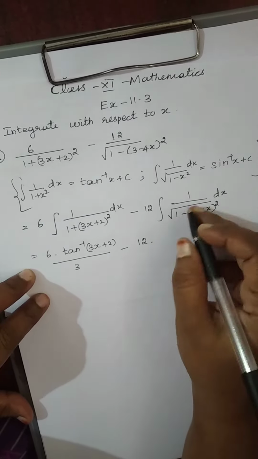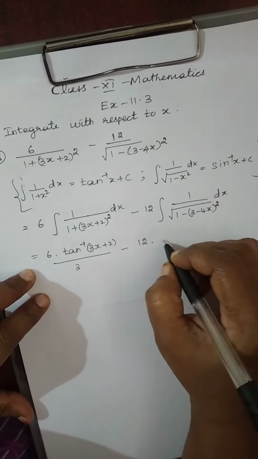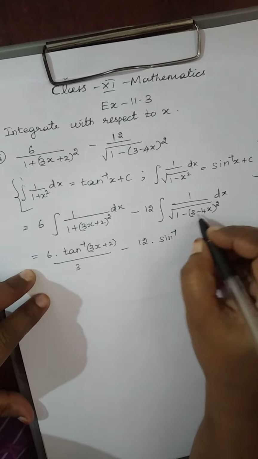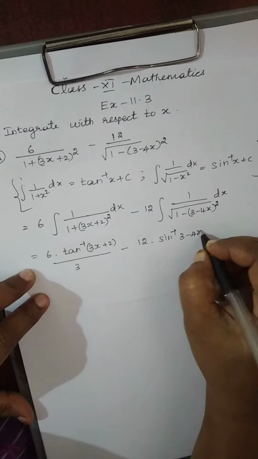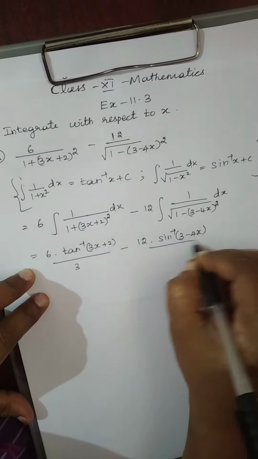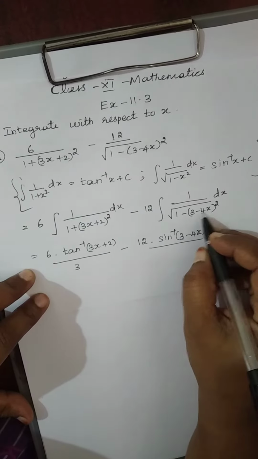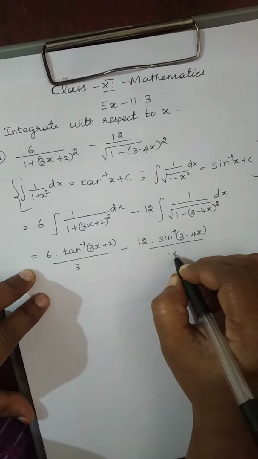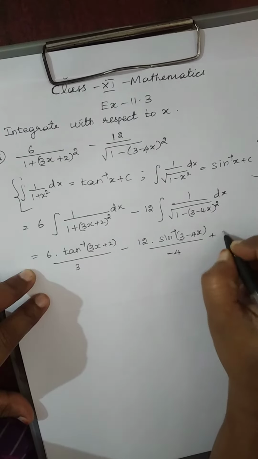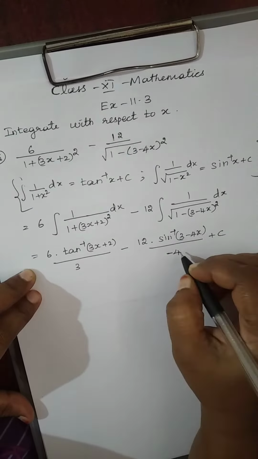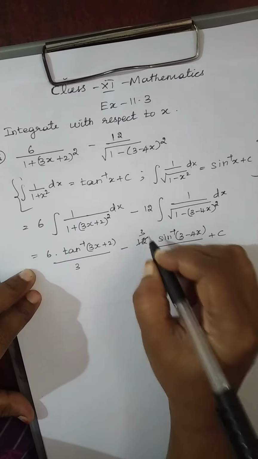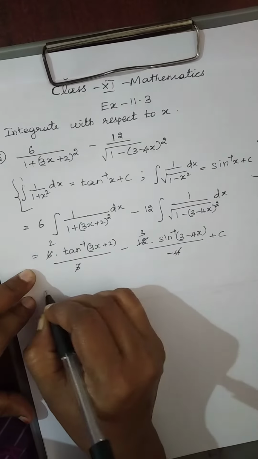So, we can apply this here: 12 into sine inverse of x, which is 3 minus 4x. Then if we apply inner function differentiation for this minus 4x, we will get minus 4, plus c. Then we can cancel this value: 1 4s are 4, 3 4s are 12, 1 3s are 3, 2 3s are 6, is equal to.